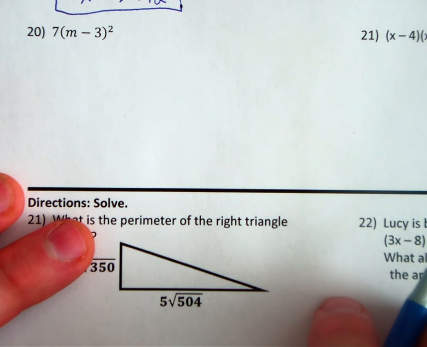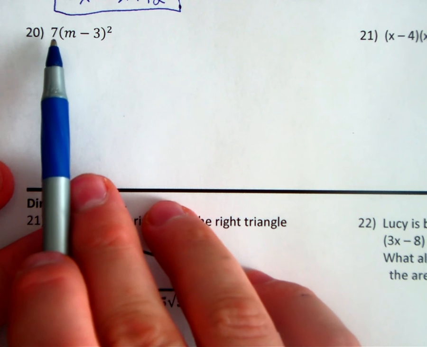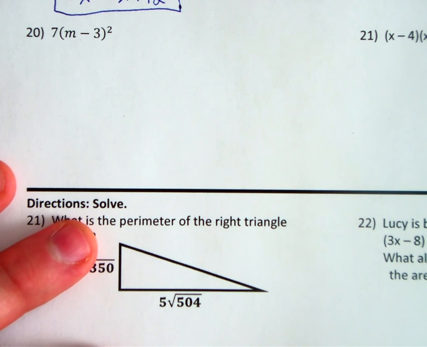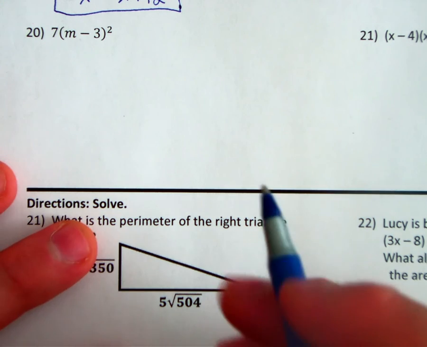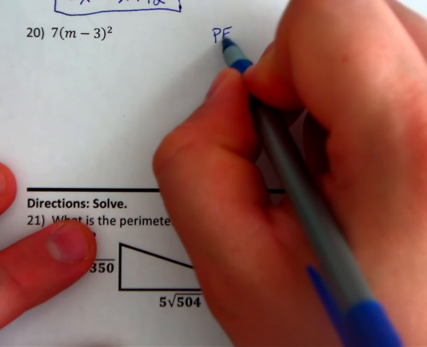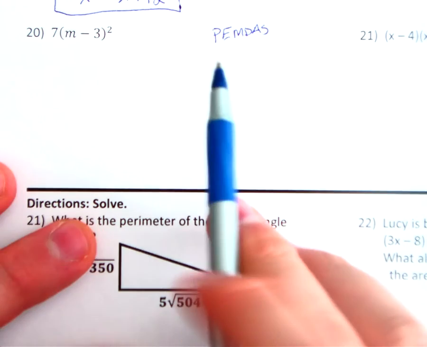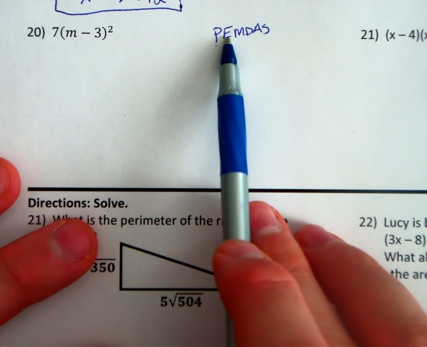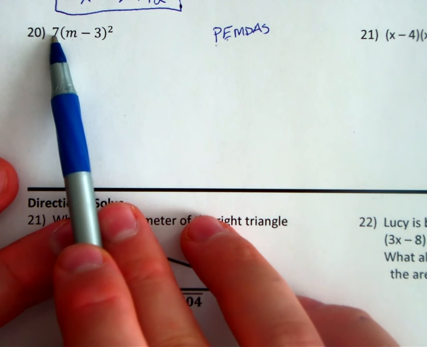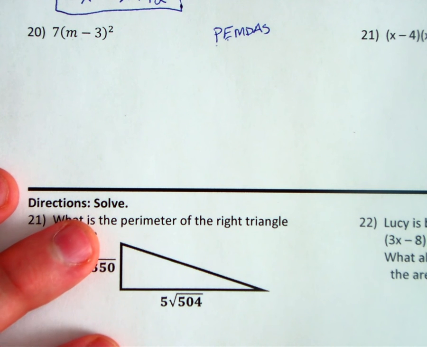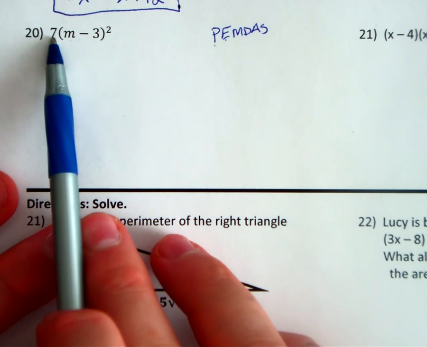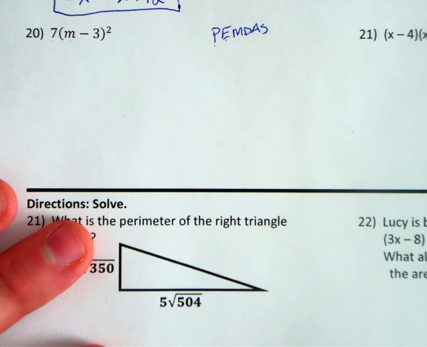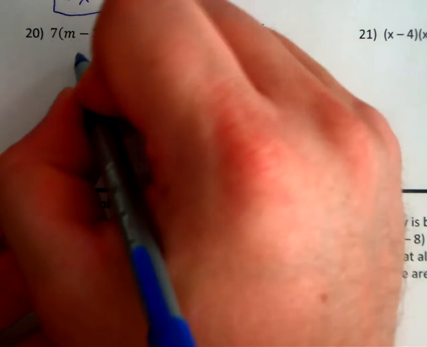Number 20. Well, now we have a number in front. We have a binomial and we have a power. So we need to talk about our order of operations here. Our order of operations starts with the parentheses, m minus 3. Well, I can't do anything with m minus 3. So we're going to go to the exponents. Well, that means I'm dealing with the exponent before I even do the distribution. Yes, that's true. You are. You're dealing with the exponent before you even bother with the multiplication of the monomial 7 times the binomial m minus 3 squared. So let's go ahead and deal with the m minus 3.